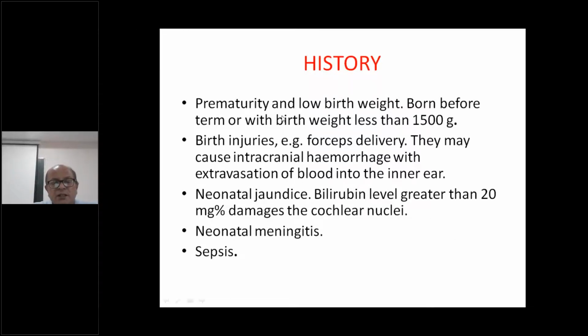Then history of prematurity. Whether the child was born at term or well before term, and low birth weight, born before term or with birth weight less than 1500 grams. These are all risk factors. If you're good enough, in your locality you can prepare a form beforehand, and you just ask and go on. You can tick the boxes instead of jotting down all the points. You have a ready-made form with you. You just tick the boxes.